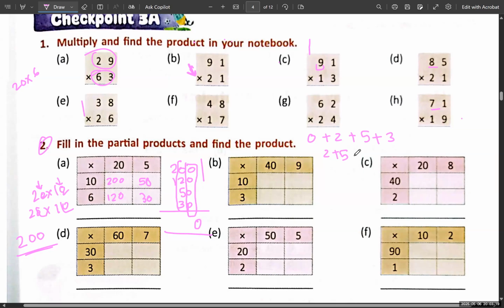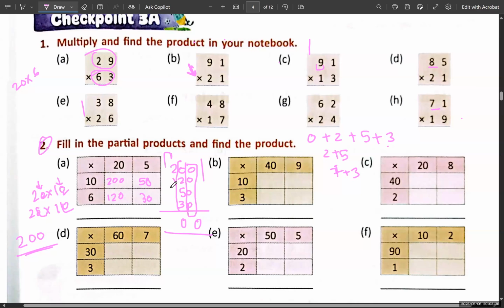2 plus 5 will be 7. And we are left with 3. So 7 plus 3 is how much? 7 plus 3 is 10. Yes, correct. So for 10, I will write 0 here and 1 will be in the balance.